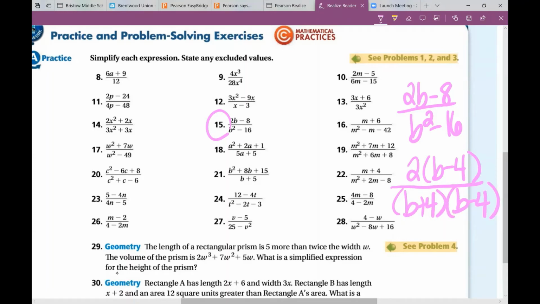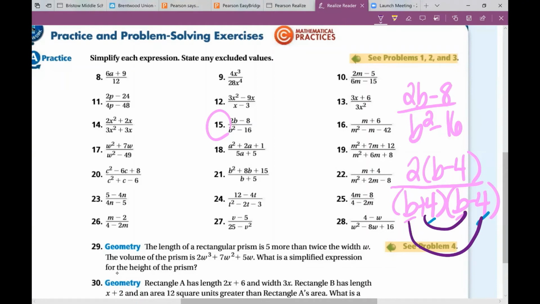So if you were to use FOIL or cover up or the box method or whatever it is you use, and you multiplied this all out, you would get b squared here, where I just underlined in pink. You would get negative 16 if you multiply the 4 into the negative 4. And then lastly, little smiley is 4b, big smiley is negative 4b. So 4b minus 4b is 0. That's why we don't have a middle term.